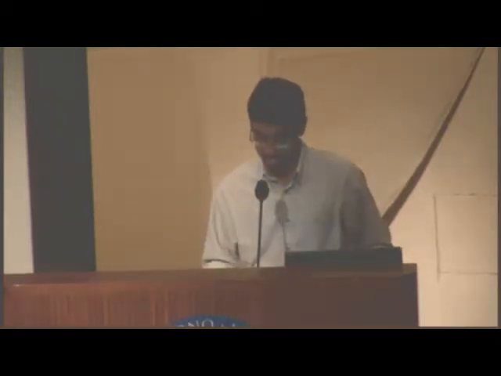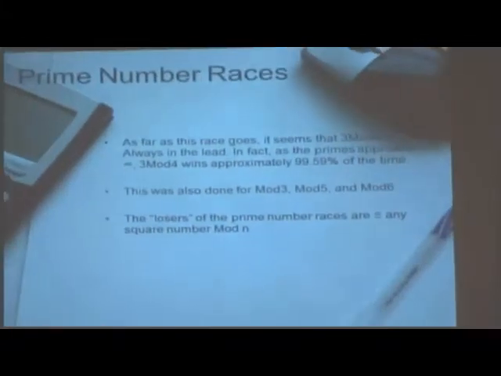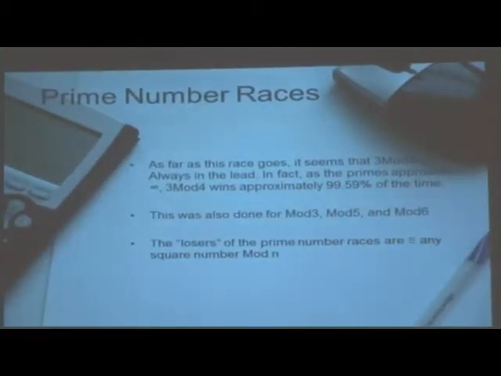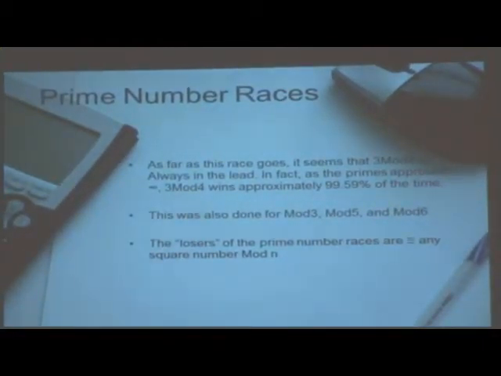And it turns out that the primes are more or less evenly divided into these 2 categories, 1 mod 4 and 3 mod 4. But there is an affinity towards 3 mod 4 over 1 mod 4. And 3 mod 4 is in the lead just about 99% of the time. And a similar winning of some mod categories over others holds true for other mod divisors. We tested mod 3, mod 5, and mod 6.